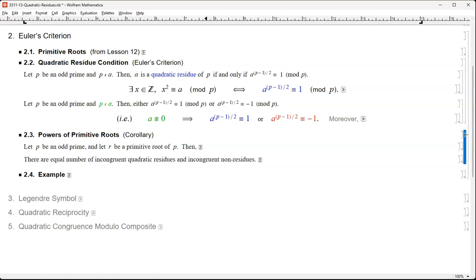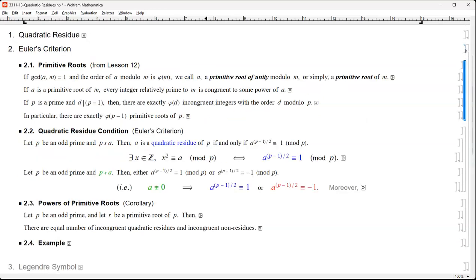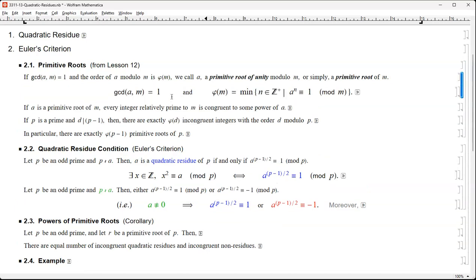And let's continue on. Here's a corollary of the previous theorem. p is an odd prime, and r is a primitive root of p. Wait a minute, do you remember primitive root? Here's a review. For a primitive root, a and m are relatively prime, but this time we are doing modulo prime. So a and p are relatively prime, which means the same as p does not divide a, also the same as a is non-zero mod p.